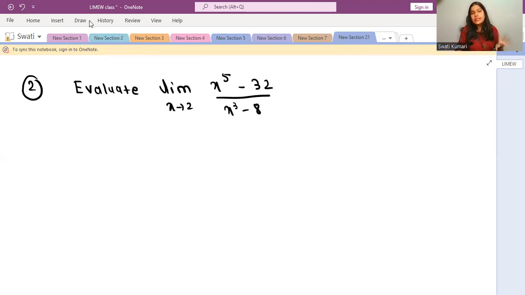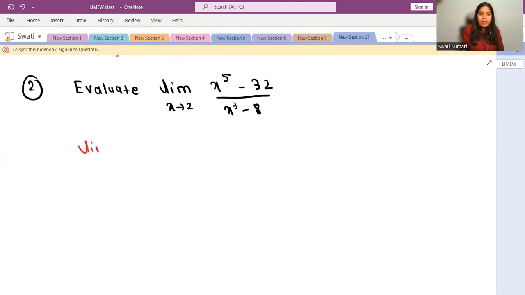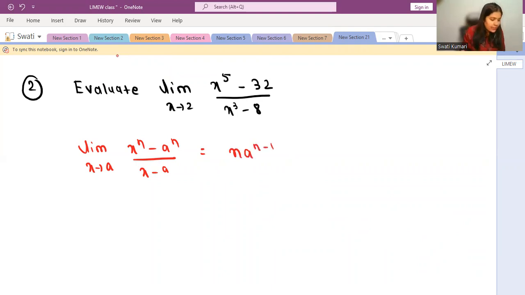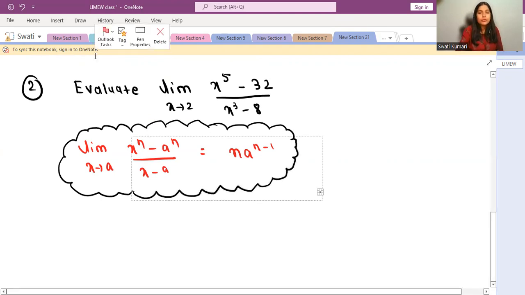Now, let us understand one formula first, and then we will start solving this particular question. So there is a formula that if we have limit x tends to a, x raised to n minus a raised to n upon x minus a, that means whatever we have in the numerator at the base, and if we are having the same thing in the denominator, then the formula is n into a raised to n minus 1. Yes, this is the formula. Basically here in this question, we are going to use this particular formula only. As you know, I always write down or keep my formula in the cloud, because I love clouds. So yes, this is the formula which we are going to use for this particular question.